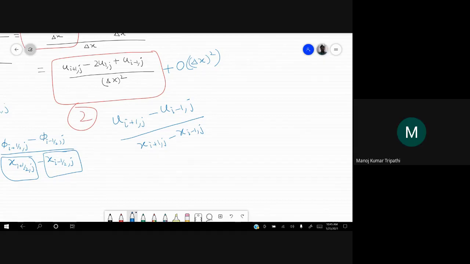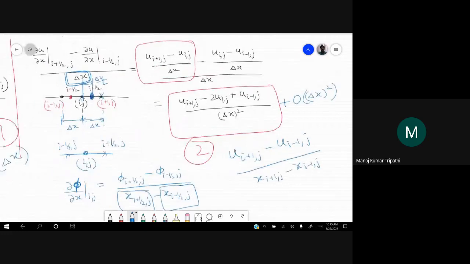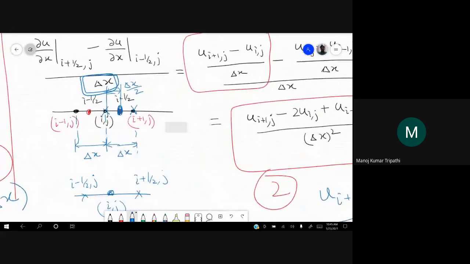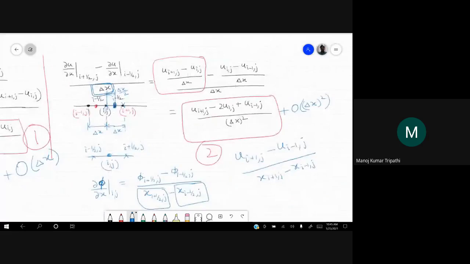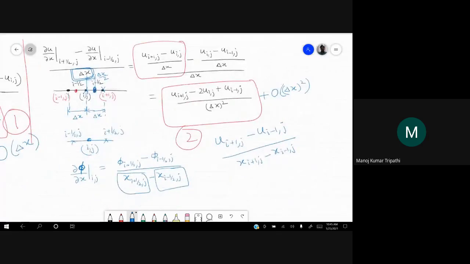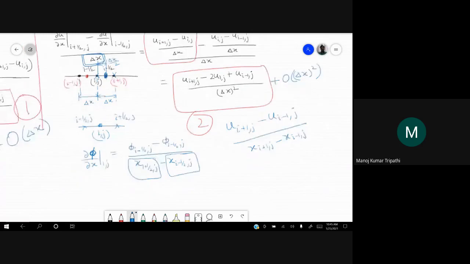This may seem a little bit confusing, but if you see it carefully, it will make sense. Is there any other question? Okay.